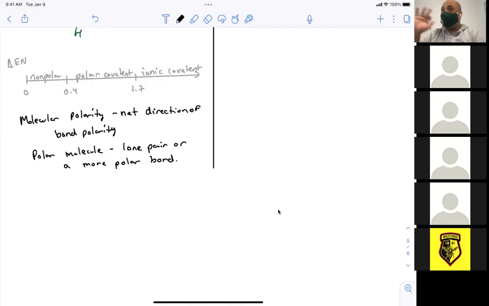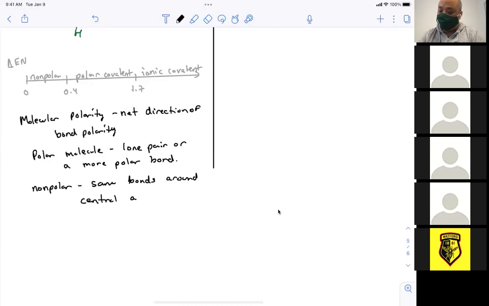If they're all the same and there's no lone pairs, that's nonpolar. Okay. So nonpolar is same bonds around the central atom. Okay. So if you draw the Lewis structure out and there's no lone pairs and everything's the same around the central atom, that's nonpolar. Like CH4 or BF3 even is nonpolar because the B doesn't have lone pairs on it. So technically it's the same all around. Okay. Why does this matter? Because the polarity of the bond dictates the IMFs that are present in the molecule.